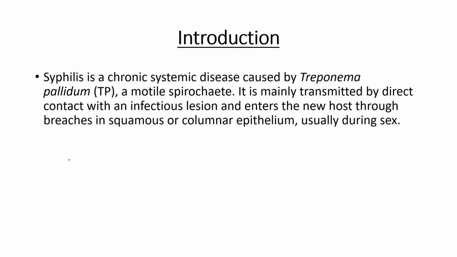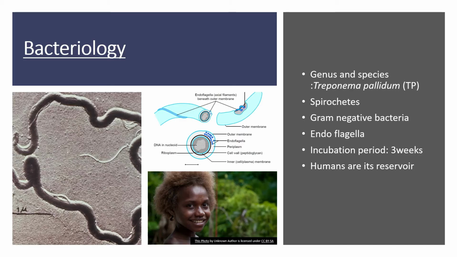So, brief introductions. Syphilis is a chronic systemic disease caused by Treponema pallidum, a motile spirochete. It is mainly transmitted by direct contact with an infectious lesion and enters the host through breaches in the squamous or columnar epithelium, usually during sex.